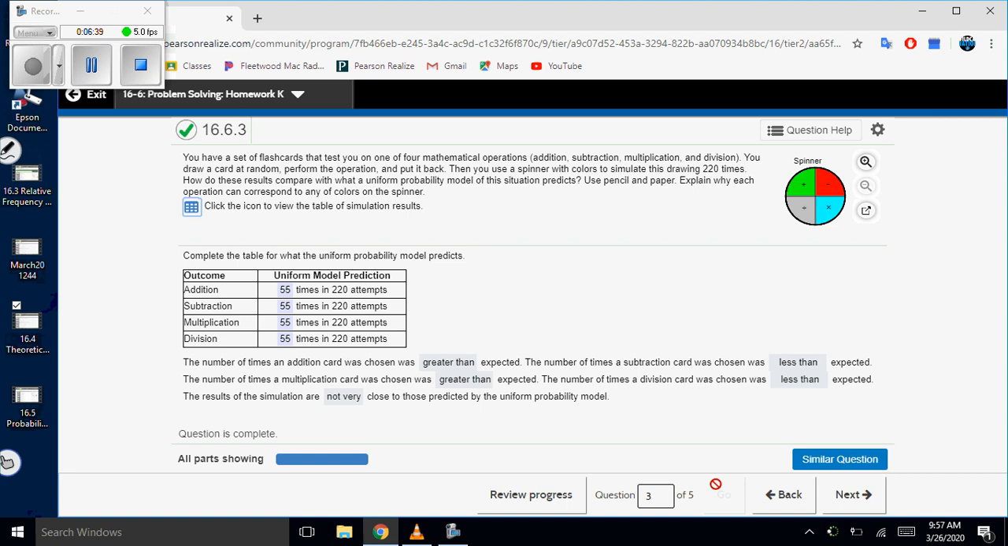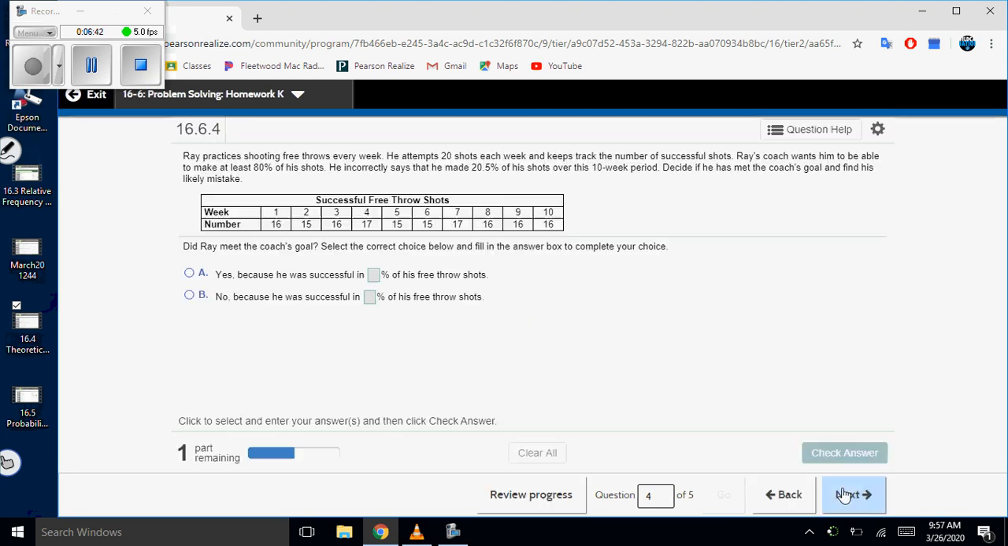Moving on to question number 4. We have Ray practicing shooting free throws. He attempts 20 shots each week, keeps track of the number of successful shots. His coach wants him to make at least 80% of his shots. He incorrectly said he made 20.5 of the shots over the 10-week period. Decide if he has met the coach's goal and find his likely mistake.